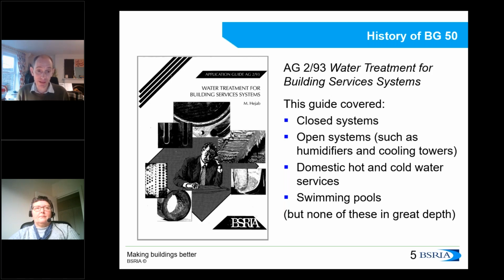So that was actually a current publication for around 20 years, but we did withdraw it once BG50 was published, simply because BG50 covered closed systems, and by that point, other guidance had been published by other organisations on water treatment of other types of systems.